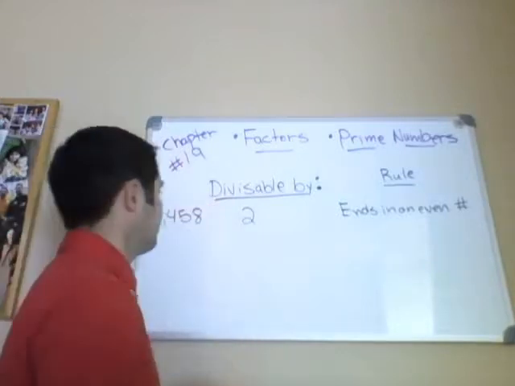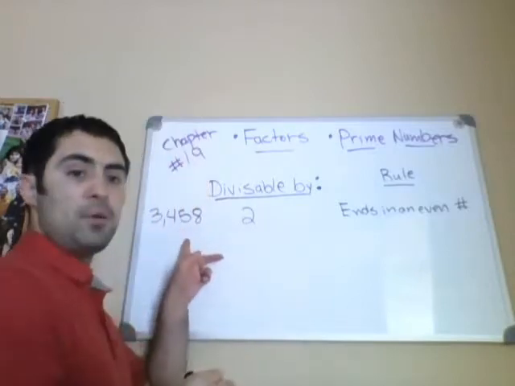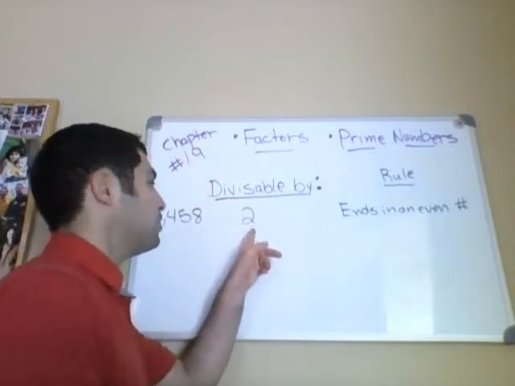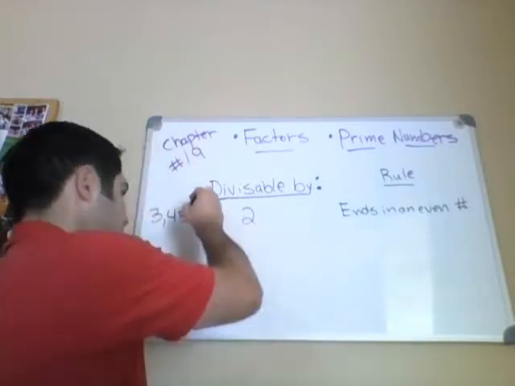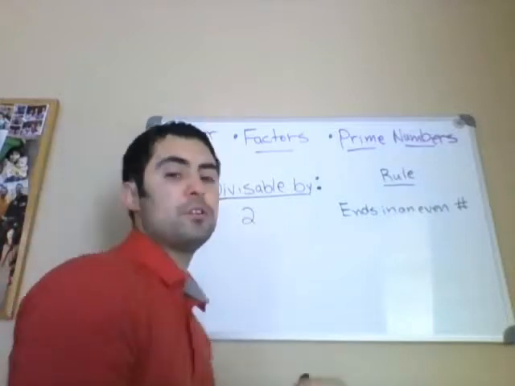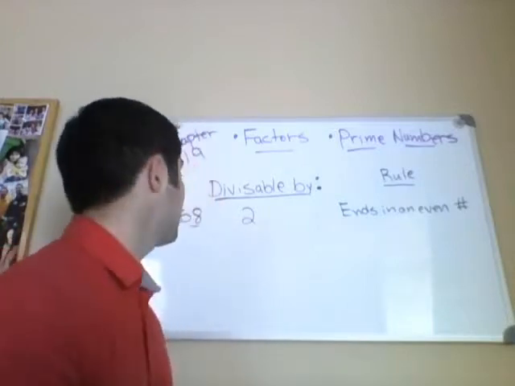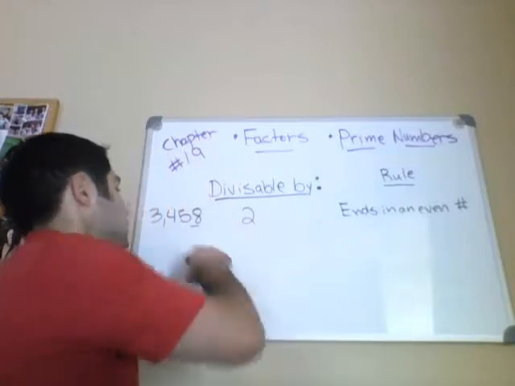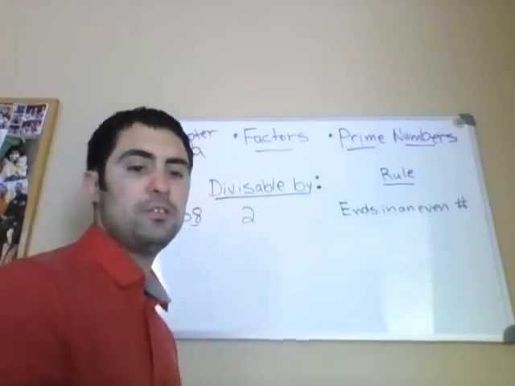3,458, is this number right here divisible by 2? Well, does this number end in an even number? 2, 4, 6, 8, or 0? And the answer is yes. So this number would be divisible by 2.